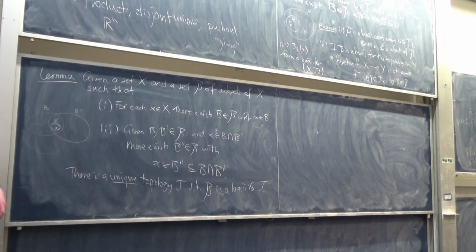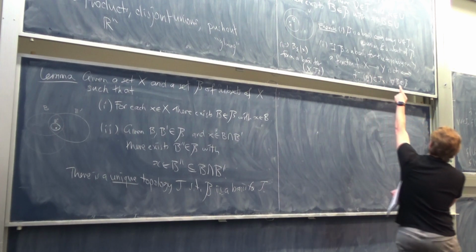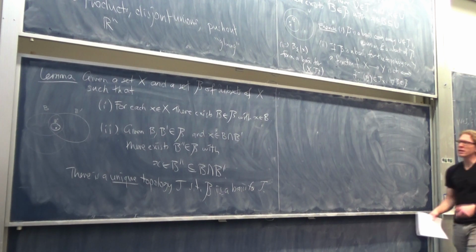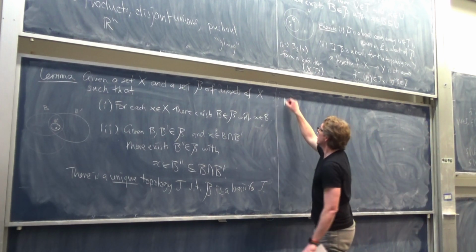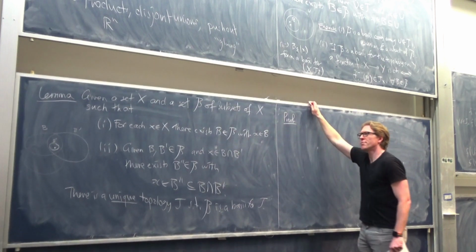So let's dispense with the uniqueness first. Have a look at the first part of the exercise there. If I have a basis, then the open sets in my topology are precisely the unions of things in the basis. So there can only be one topology with a given basis because you can construct the topology from the basis. Okay, so the uniqueness is clear from the exercise. So I just have to prove existence.